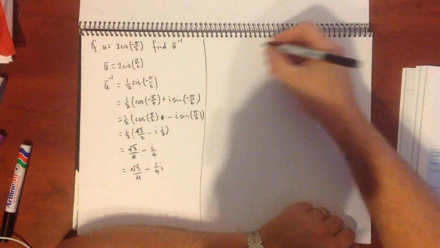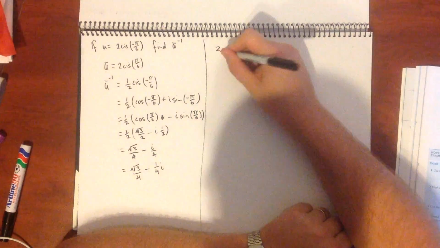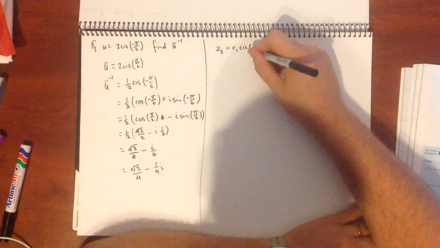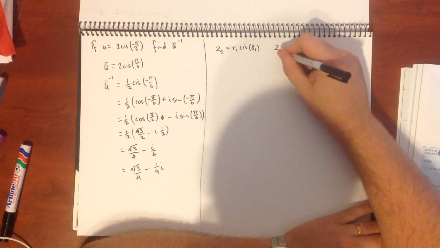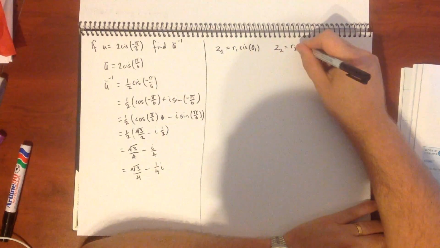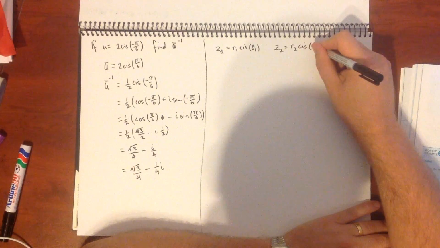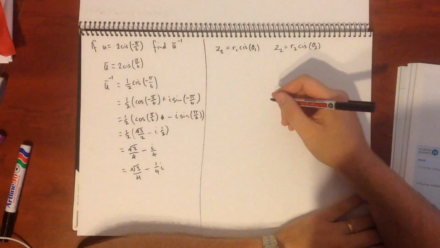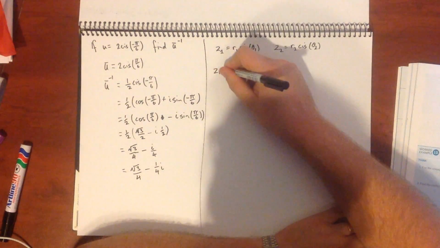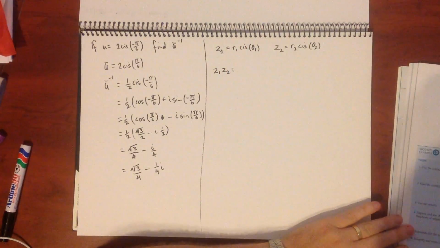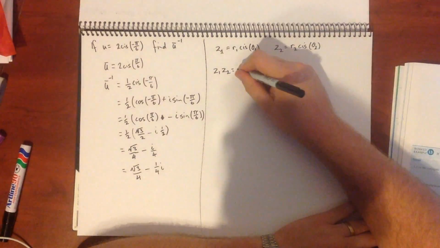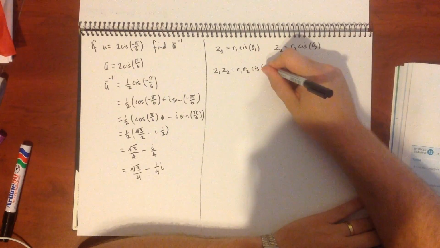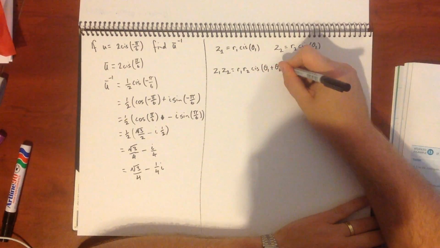So if we have Z1 given by R1 cis theta 1 and Z2 equals R2 cis theta 2, then what that means is that Z1 times Z2 is given by R1 times R2 cis of theta 1 plus theta 2.